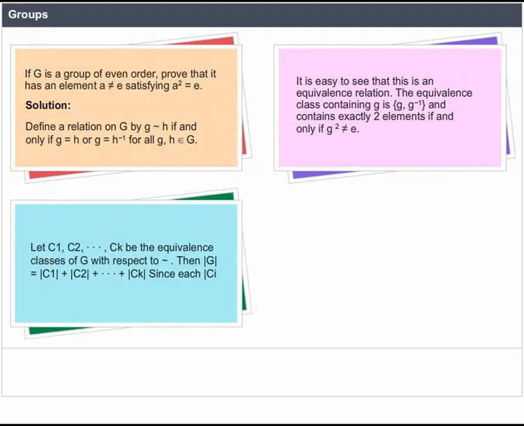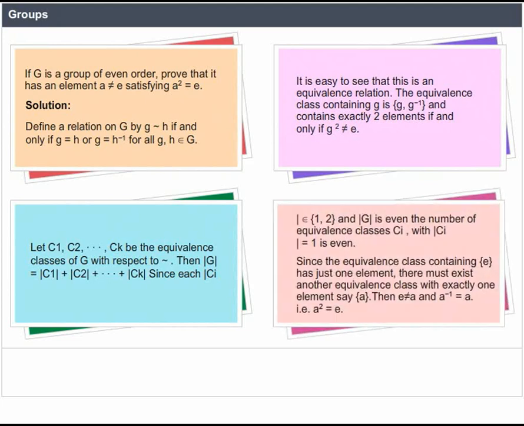Let C1, C2, etc., Ck be the equivalence classes of G with respect to ~. Then |G| = |C1| + |C2| + etc. + |Ck|. Since each |Ci| belongs to {1, 2} and |G| is even, the number of equivalence classes Ci with |Ci| = 1 is even. Since the equivalence class containing e has just one element, there must exist another equivalence class with exactly one element, say {a}. Then e is not equal to a and a inverse equals a, that is a squared equals e.